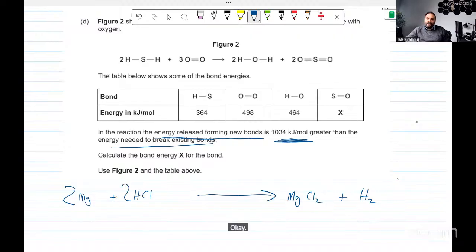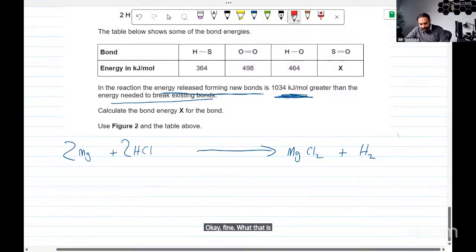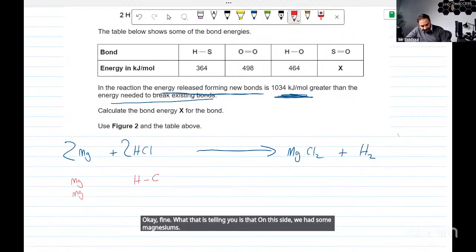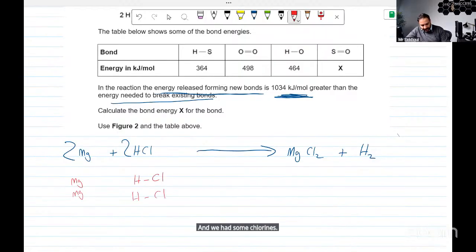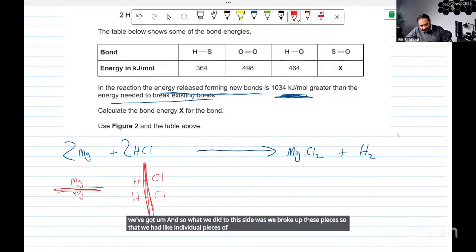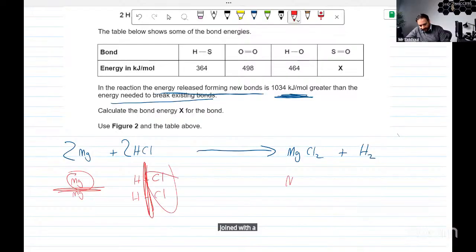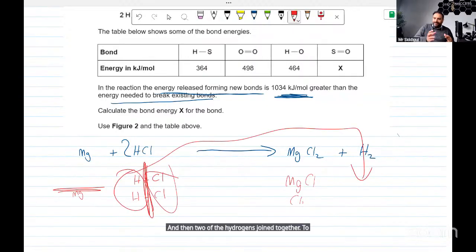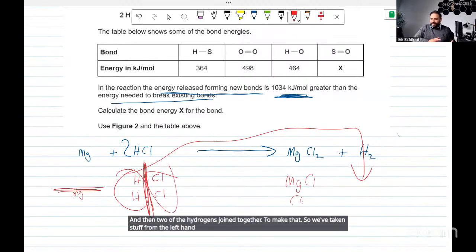Okay, fine. What that is telling you is that on this side, we had some magnesiums and we had some chlorines, two of them, hydrogen and chlorine. On this side, what we did to this side was we broke up these pieces so that we had individual pieces of everything, and we just joined them up differently. So this magnesium joined with a couple of the chlorines, right? And then two of the hydrogens joined together to make that. So we've taken stuff from the left-hand side, mixed it all up, and made new stuff, but with the same stuff.